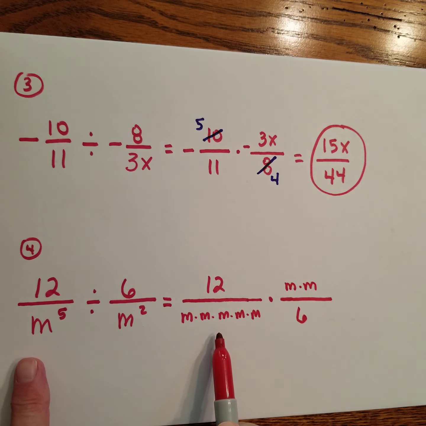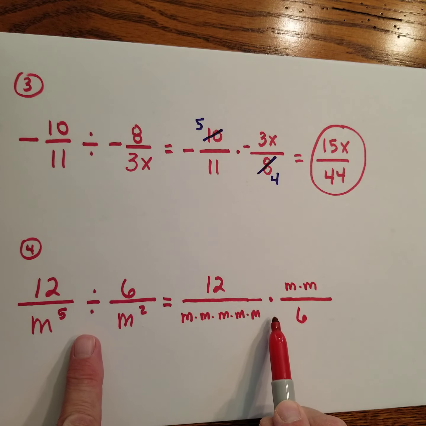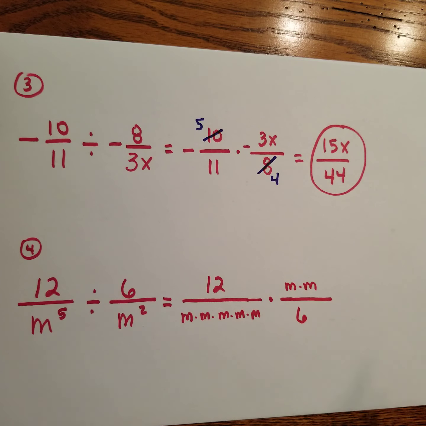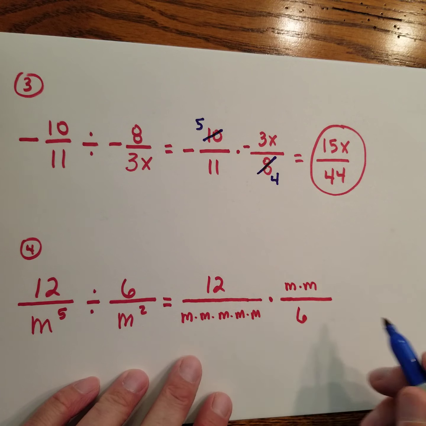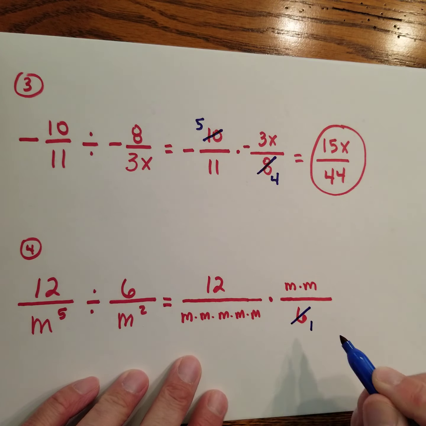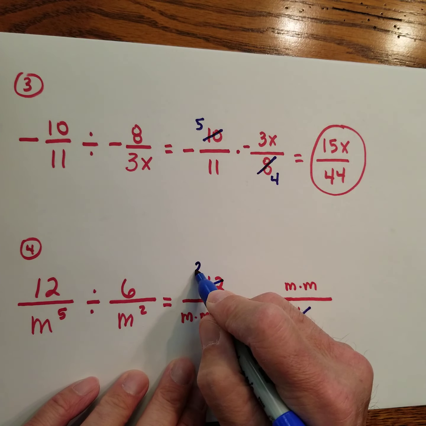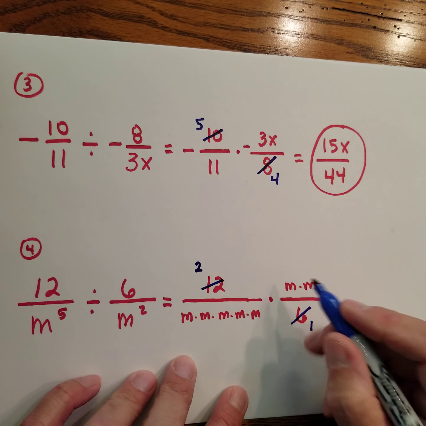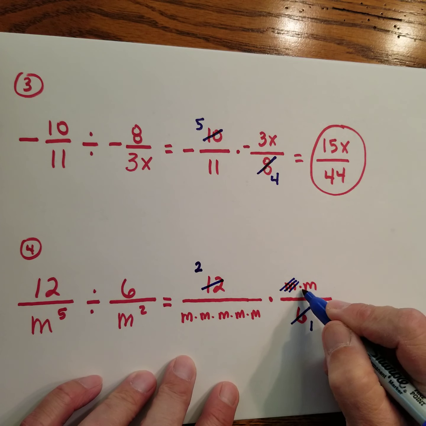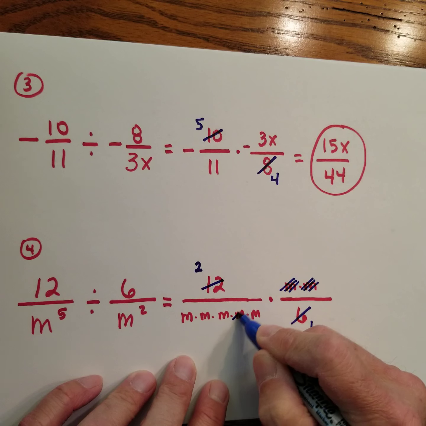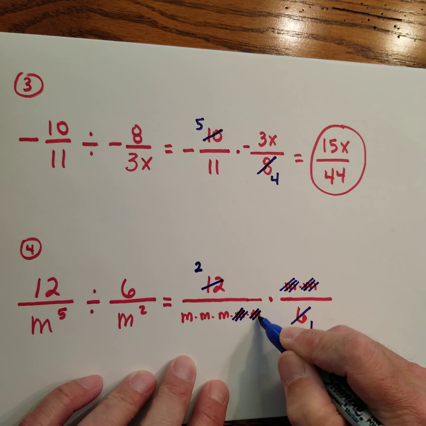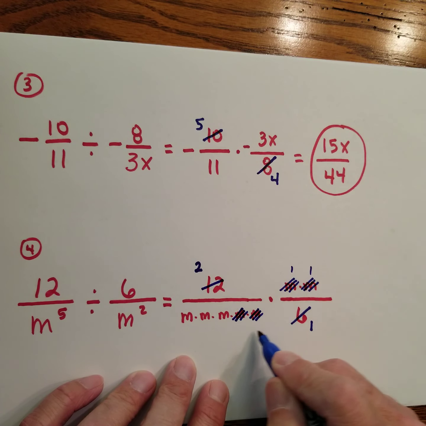I copied the first fraction, changed division to multiplication, reciprocal of the second fraction. Now let's reduce. 6 and 12, well, those are both divisible by 6. 12 divided by 6 is 2. And then there's 2 m's in the top that perfectly cancel 2 m's in the bottom. These all become 1's.